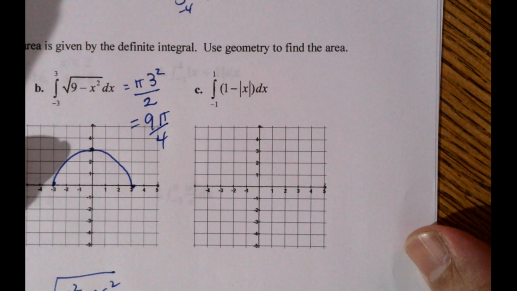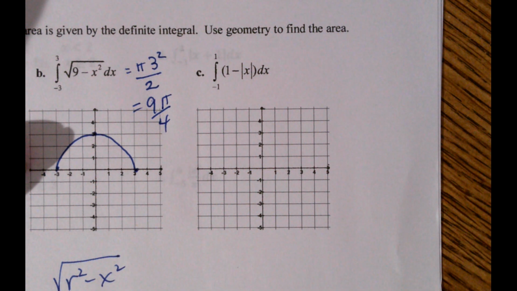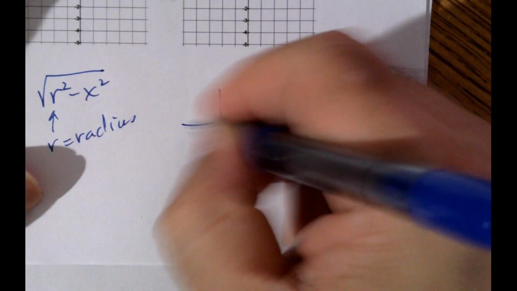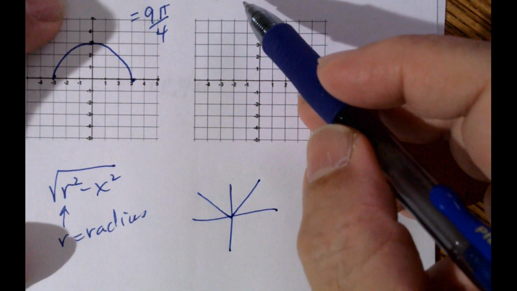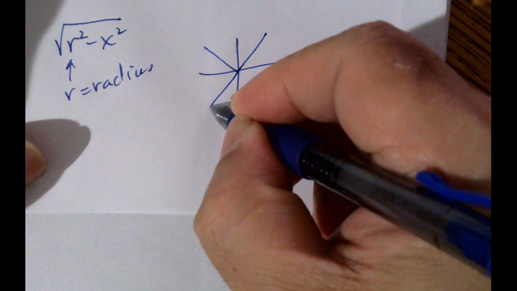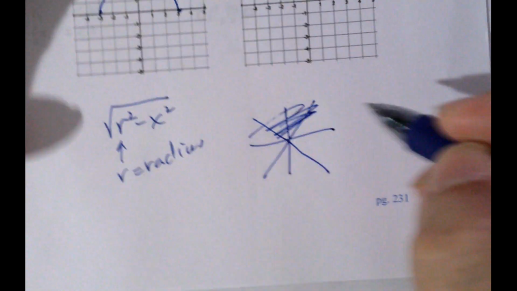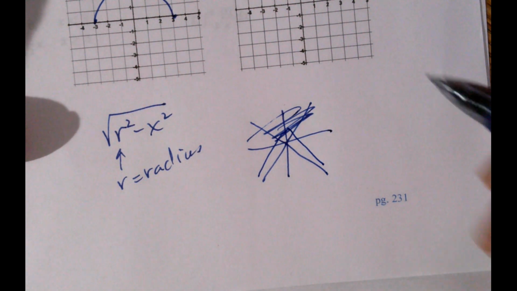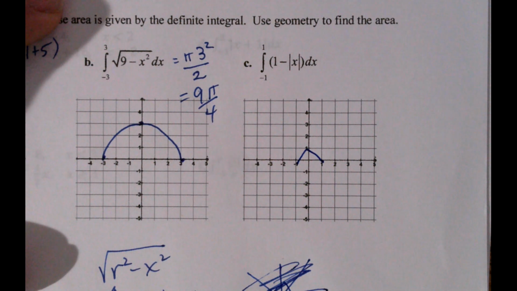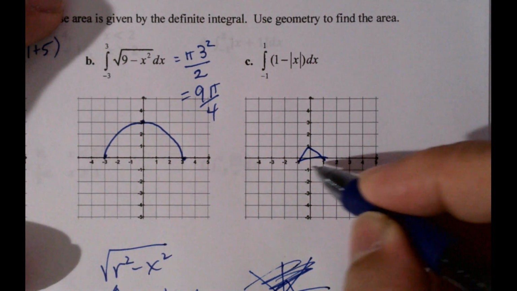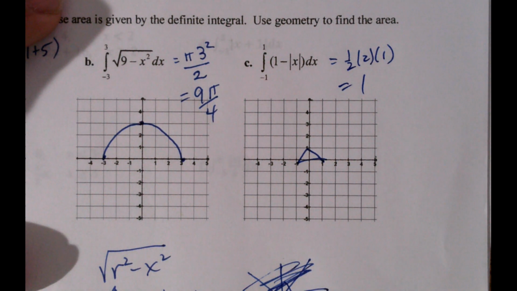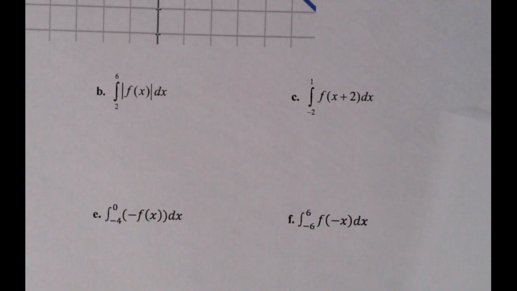All right, here we go. C, we have an absolute value of x. I'm going to sketch it several times here. Let's try this again. Absolute value of x looks like this. When they put a negative sign in front of it, it looks like this, the downward version. Then when you add 1, it moves it up by 1. So the graph looks like this, and that's just a triangle with base of 2, height of 1. So it's 1/2 base times height, which is equal to 1. That's it.